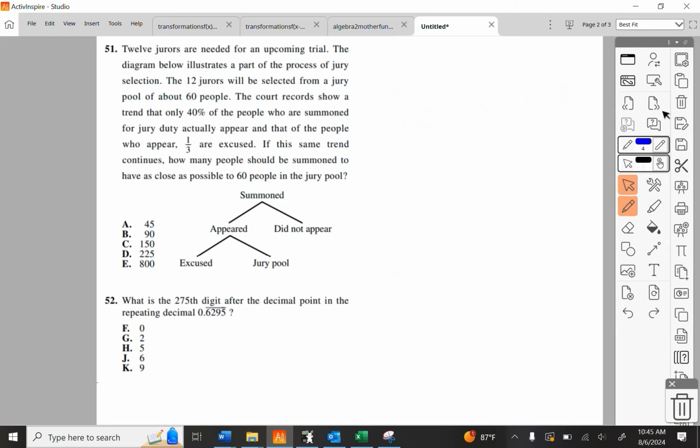51, 12 jurors are needed for an upcoming trial. The diagram below illustrates a part of the process of jury selection. The 12 jurors will be selected from a jury pool of 60 people. The court records show a trend that only 40% of the people who are summoned for jury duty actually appear, and that of the people who appear, 1/3 are excused. If the same trend continues, how many people should be summoned to have as close to 60 people in the jury pool? Okay, so I need 60 people.